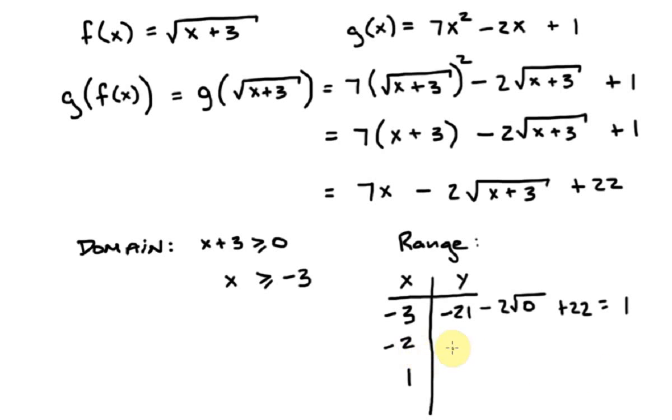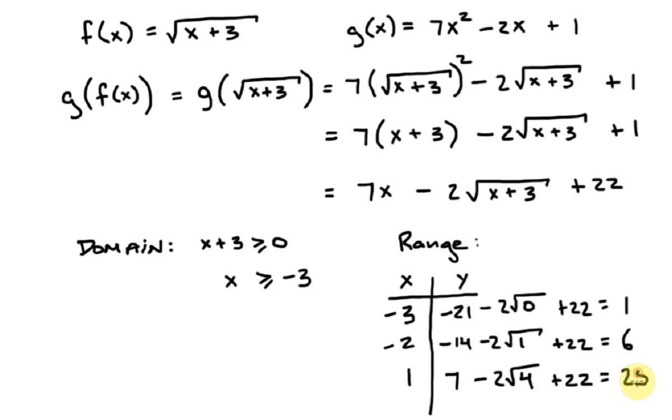Let's try negative 2 now. So this would be negative 14. Then we'd have minus 2 times the square root of 1, and then we'd have plus 22. So what do we get in there? This is negative 14 minus 2 plus 22. So that's looking like positive 6. Looks like it's increasing, but let's confirm that by plugging in the 1. That would be 7 minus 2 times the square root of 4 plus 22. So we're going to get, looks like 29 minus 4, looking like 25.